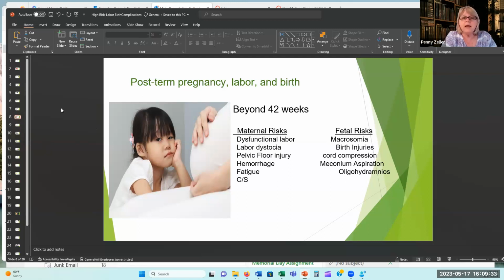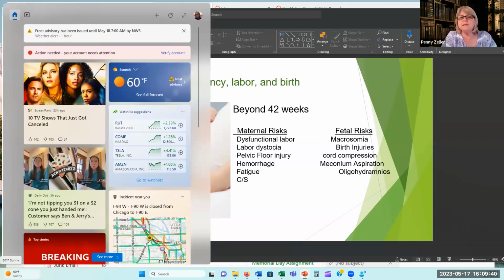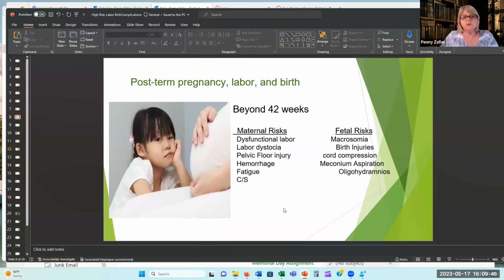It is a great question. Evidence-based practice says these babies need to be delivered. If they reach 42 weeks, they need to be delivered. There is an increased incidence of C-sections, infections, and mortality rate goes up, and all the things we talked about. Hopefully, every provider might have a different philosophy.